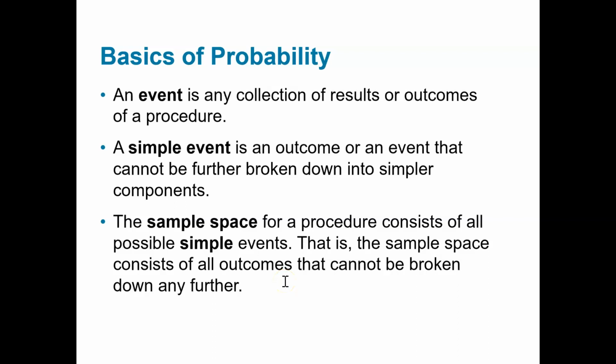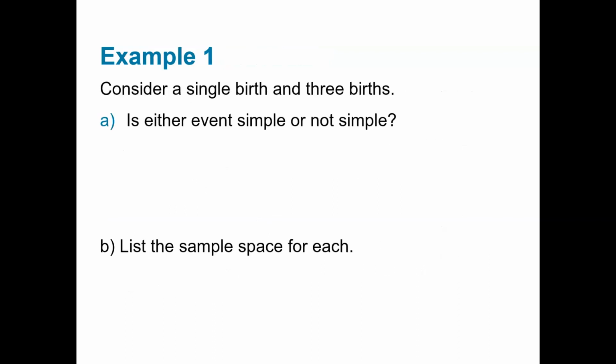So a not simple event would be rolling an odd number, because you could also get a 1, 3, or 5. So a sample space breaks down that odd number into 1, 3, and 5. And we're going to do an example. So consider a single birth and 3 births. Is either event simple or not simple?